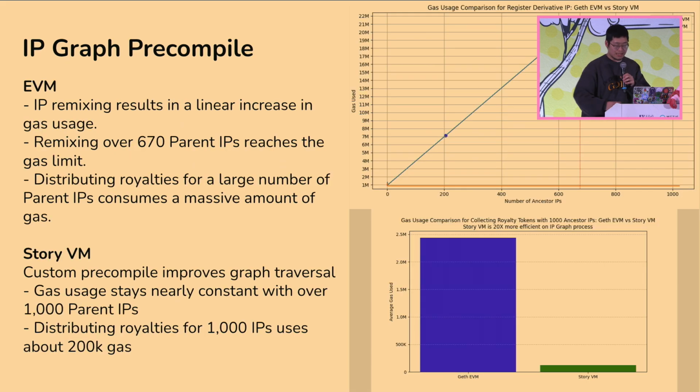Lastly, I want to touch base on the IP graph precompile. This is one of the reasons why we chose to build a layer 1 rather than sticking with the Ethereum ecosystem or a layer 2. I think a lot of people initially had confusion or doubts about why Story wanted to build a layer 1. So we did a lot of internal benchmark testing and experiments around layer 2s and layer 1. As you can see, we do IP. When an IP has a derivative, it starts to build the IP graph.